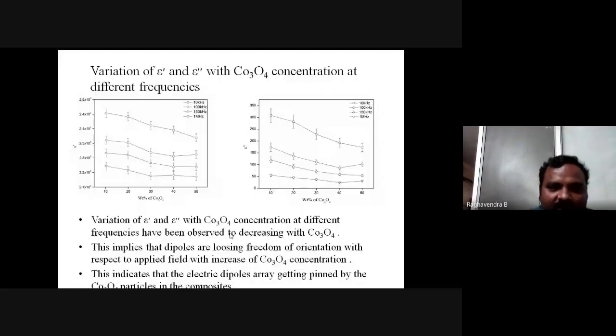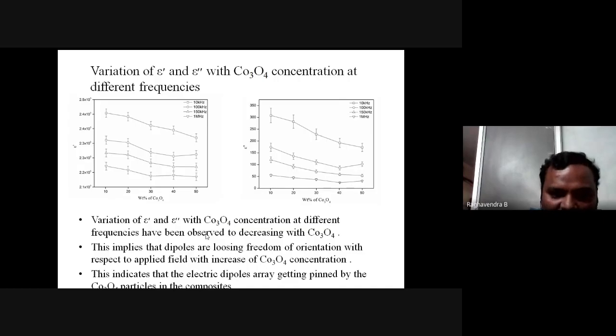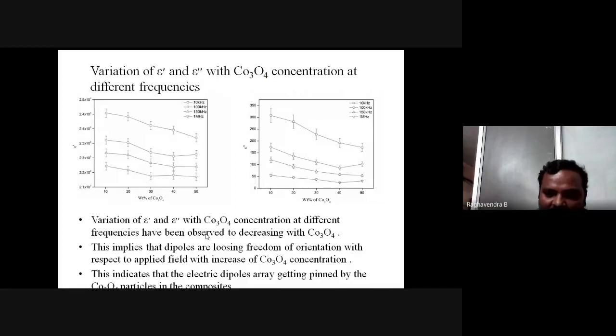Next, these graphs show the variation of dielectric constant and dielectric loss with the increase of Co3O4 in the polymer matrix. You can observe here, as the concentration of Co3O4 increases, the dielectric constant decreases for different frequencies. In the same manner, the dielectric loss also decreases as the weight percentage of Co3O4 increases in the polymer matrix. This decrease is because the dipoles lose freedom of orientation with respect to the field as the Co3O4 concentration increases.